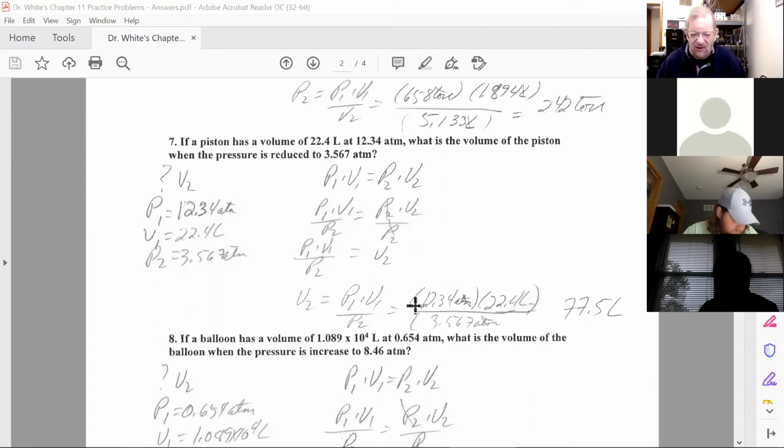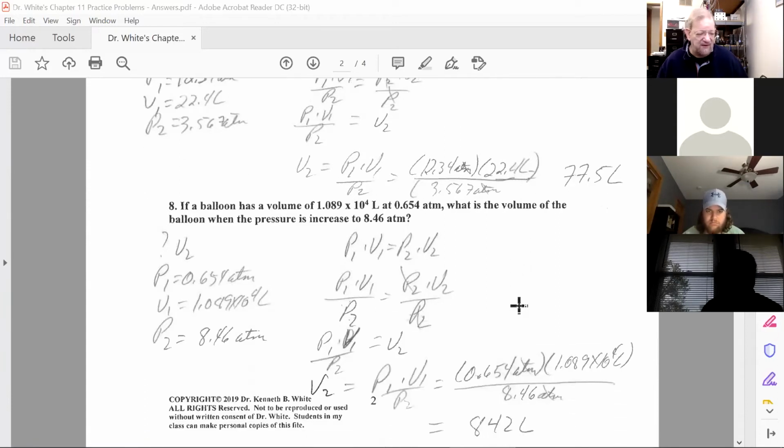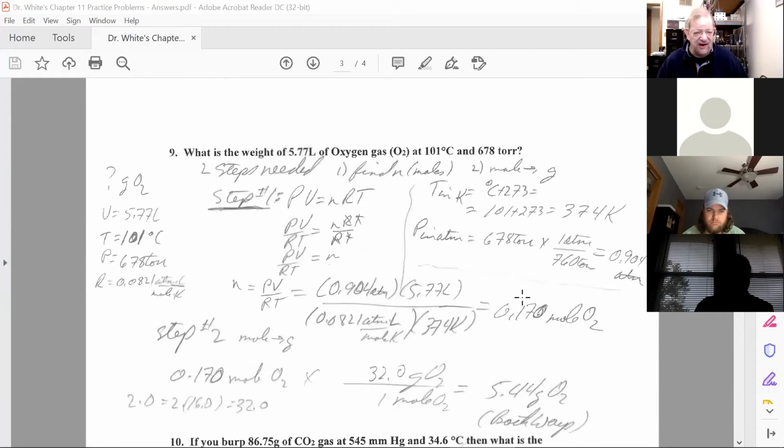Now, before I go any further, notice the unit atmosphere is divided by the unit atmosphere, and that becomes the number one and cancels out, and I'm left with liters, which is a volume. And notice this is 4 significant figures, this is 3, this is 4. My answer is 3 significant figures. And that's how you do it. And the rest of them are further practice like that.